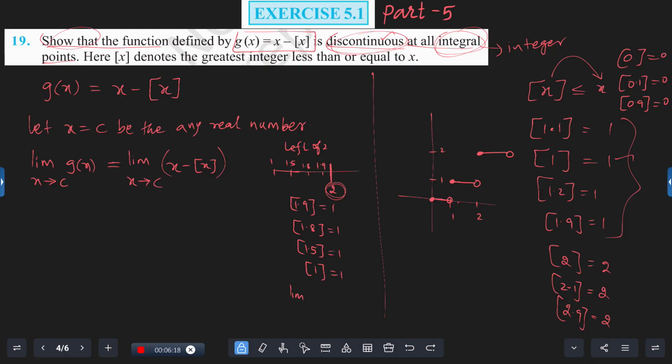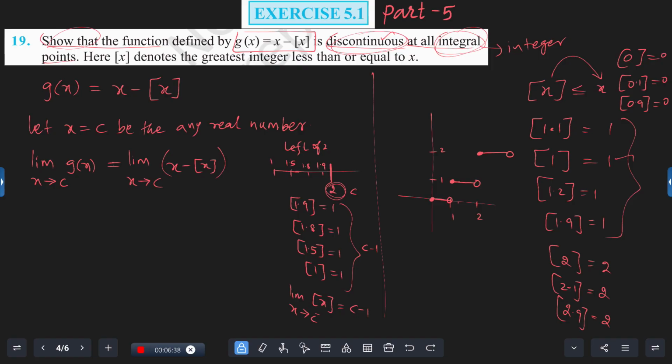Suppose instead of 2 I am using C, what is my answer then? C minus 1. Have you understood? It is the same thing, so the limit extends to C. If I give the greatest integer of just x, the left side answer is C minus 1.